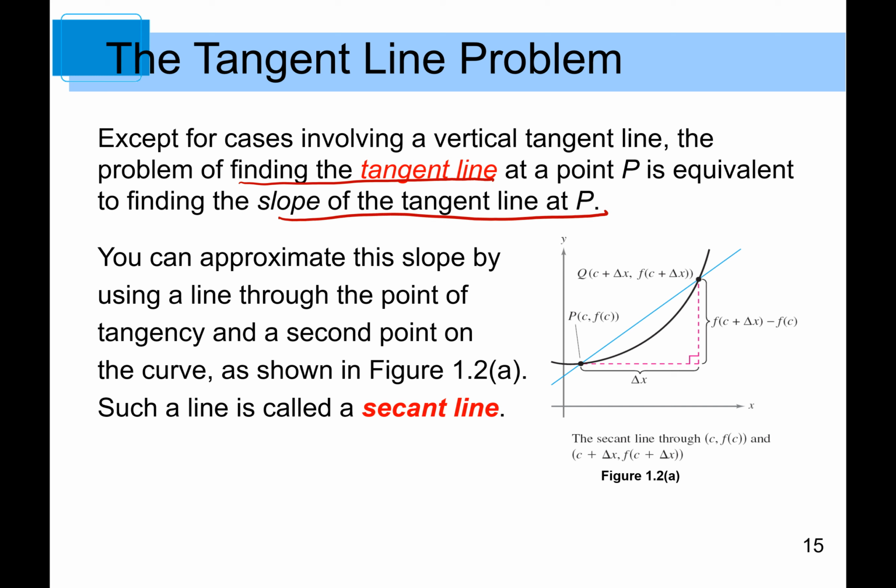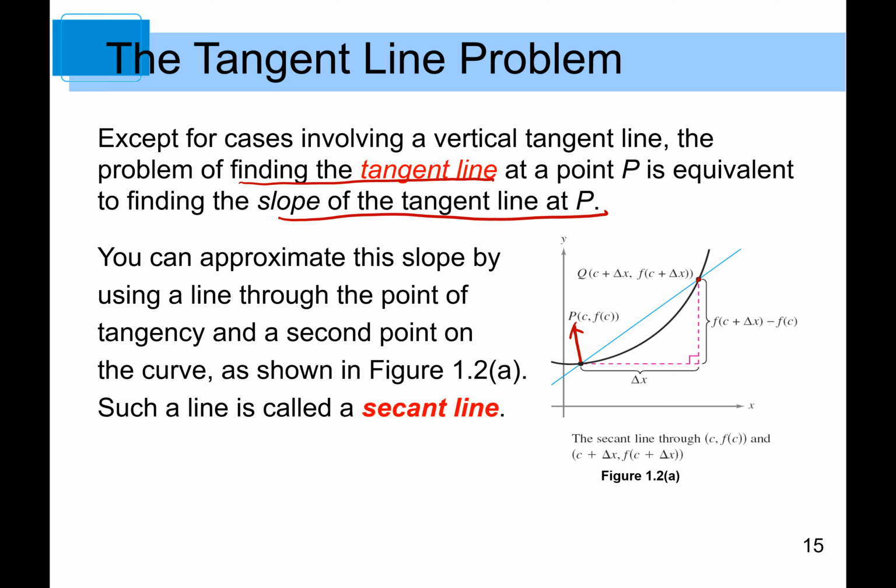As I mentioned, slope is always one of the most fundamental terms related to any line. And you can approximate slope by using a line through the point of tangency and a second point on the curve. I'm showing you this is point P. And let's say we have another point somewhere here. So for the slope at that point we're using change of y over change of x, right?